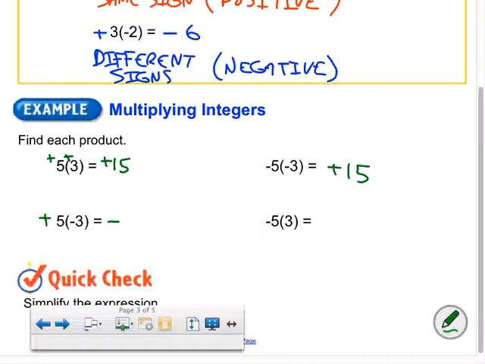-15. Negative, because they're different signs. And then 5 times 3 is 15. So negative 15. Okay. Next in line, right here.